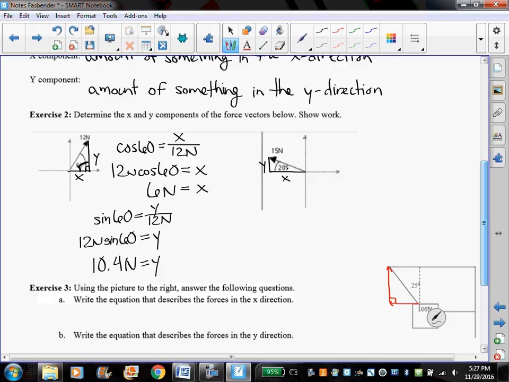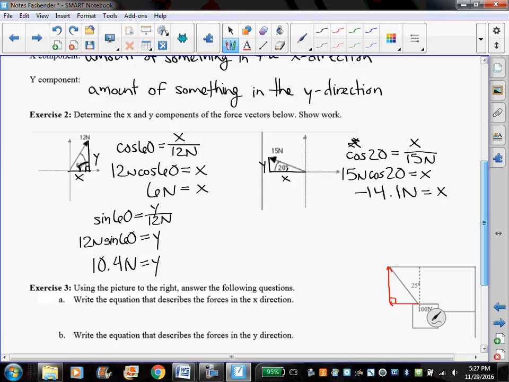So again, my x component is the adjacent side of my triangle. So, oops, sorry, I've got to start with cosine of 20 is equal to x divided by 15 newtons. So 15 cosine of 20 will tell me what my x component is, and that ends up being 14.1 newtons as the x component. Now this is in the negative direction, so I'm actually going to add a negative sign to that, because we always want to be aware of what direction we're moving in. These are vectors after all.